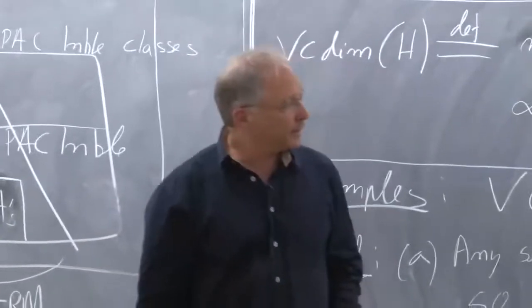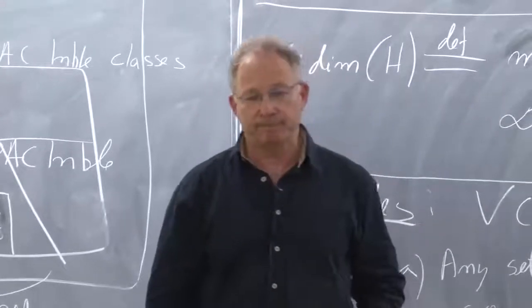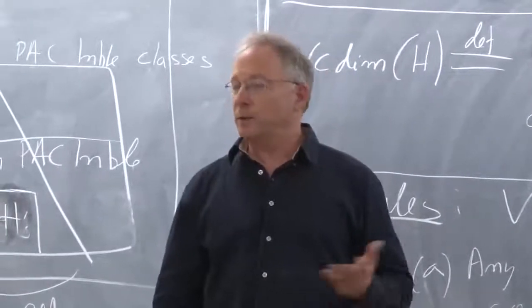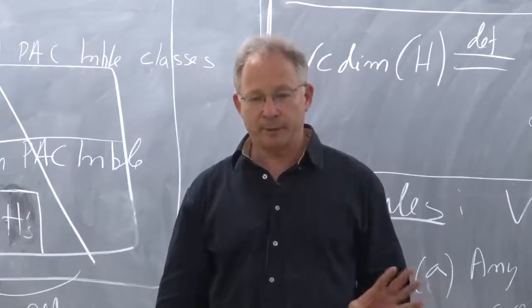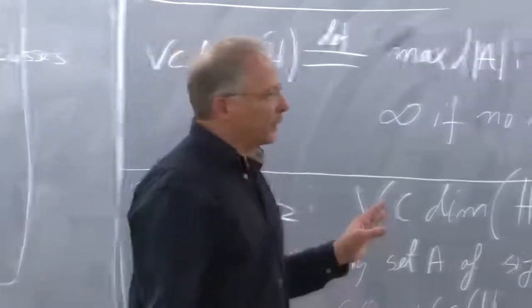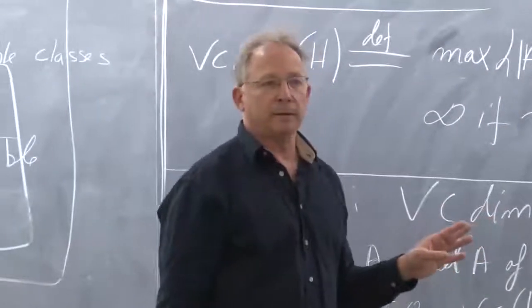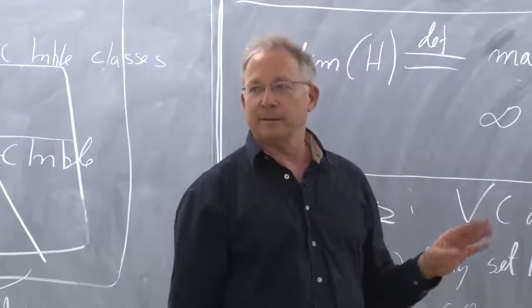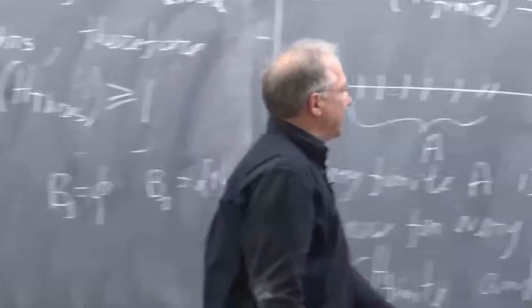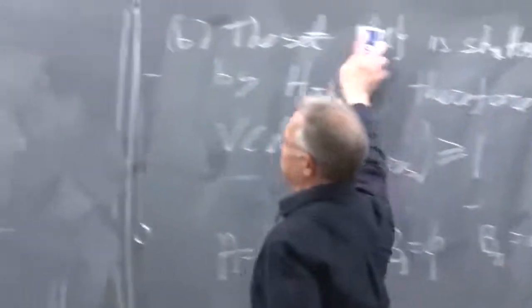Therefore, we would like to understand VC dimension a little bit further, a little bit better. So what should we do now? More examples, okay? Any questions so far? So let us look at some more examples of VC dimension.